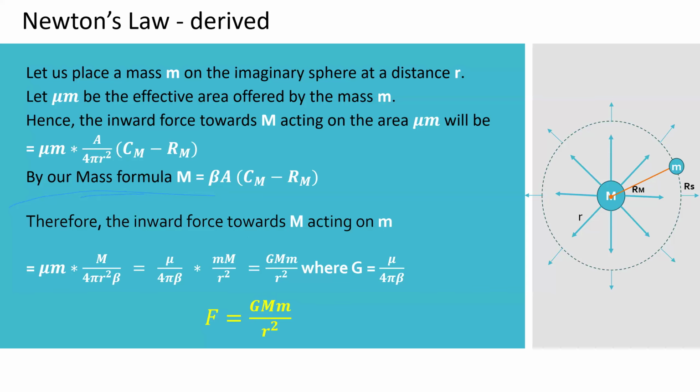I have one more question. If you look at this mass formula, m equal to beta times Cm minus Rm, and if you try to apply that to, let's say, black holes, where the Rm could go to 0, can we claim that all of Cm is acting on a relatively small area, and therefore mass goes to infinity? Can we claim something like that if you apply it to black holes?